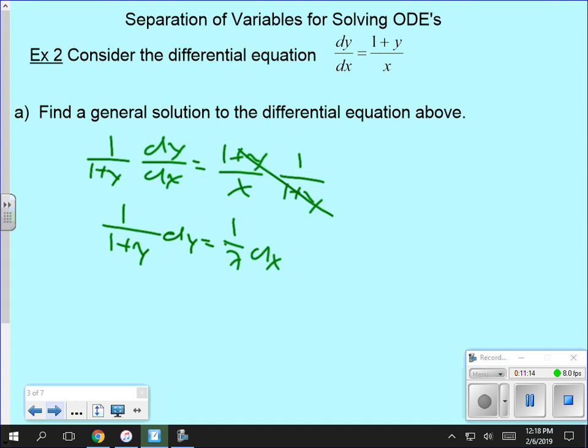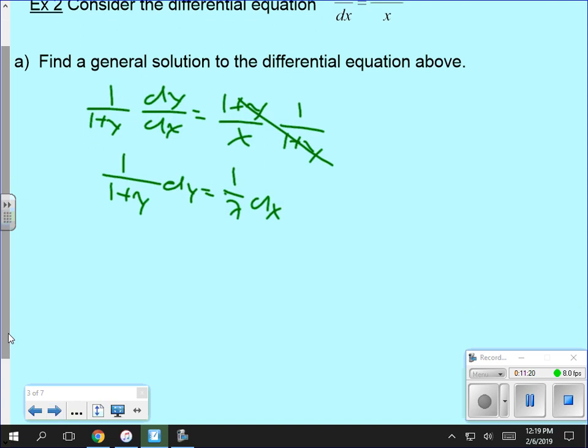Separate the variables: dy over y is dx over x. First step. Second step, antiderivatives. What is the antiderivative of 1 over 1 plus y?